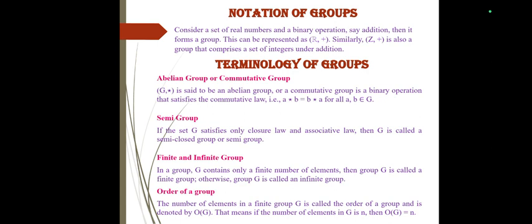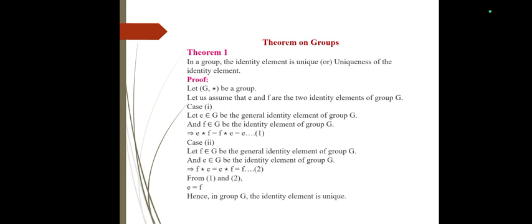The next one is finite and infinite group. If a group G contains only a finite number of elements, then group G is called a finite group. Otherwise, group G is called an infinite group. Next, the order of a group. The number of elements in a finite group G is called the order of the group and is denoted by O(G). That means that if the number of elements in G is n, then the order of G is equal to n.